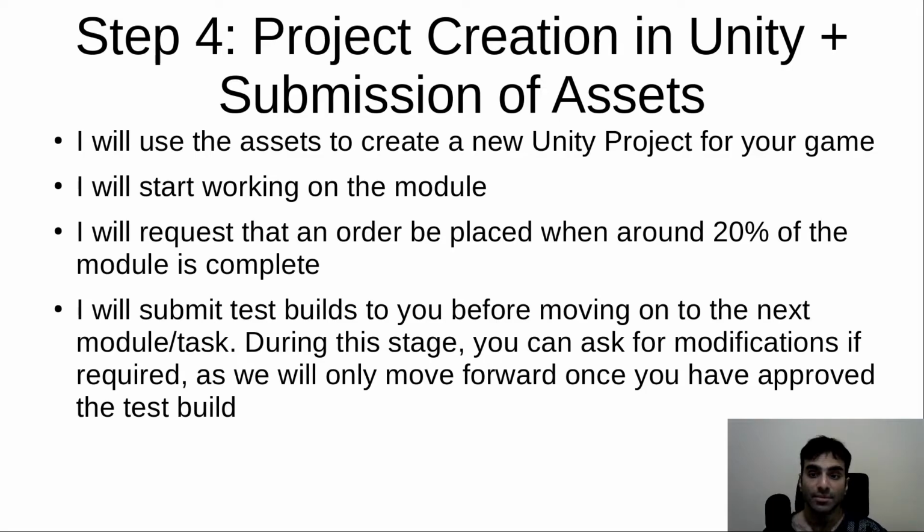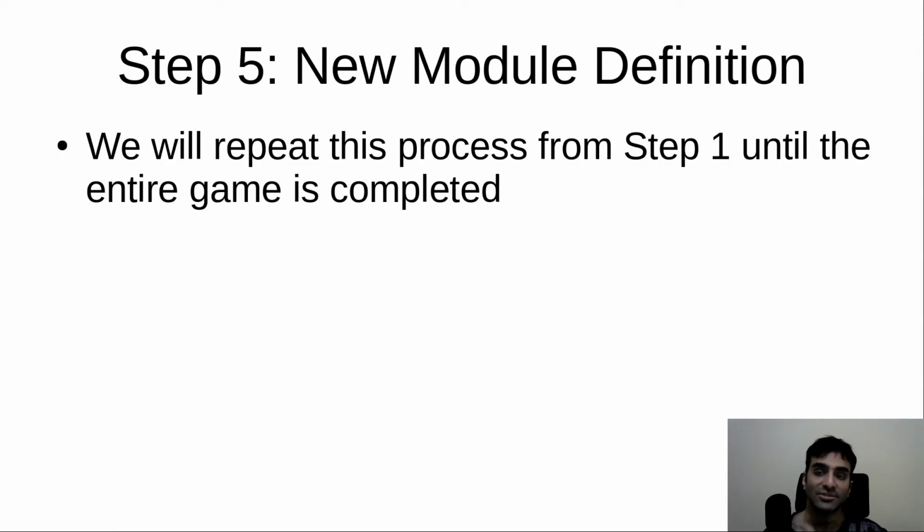I will submit test builds to you before moving on to the next module task. During this stage, you can ask for modifications if required, as we will only move forward once you have approved the test build. Now step 5 will be the new module definition, as by step 4 we will probably be done with the module if you've approved it. During this time, I'm also going to ask you to release the funds if I have delivered the source code for the approved work.